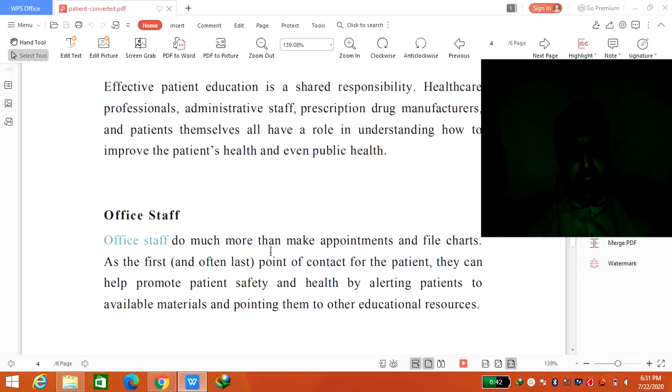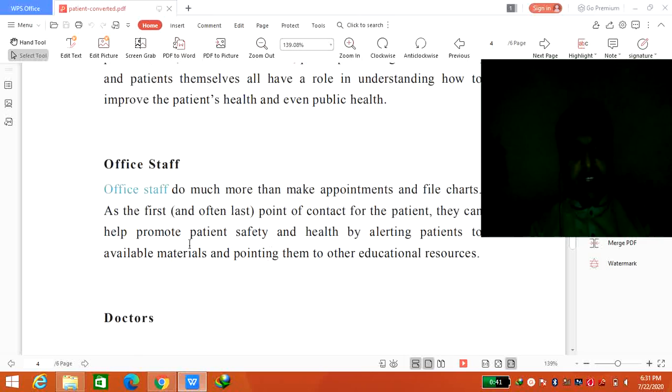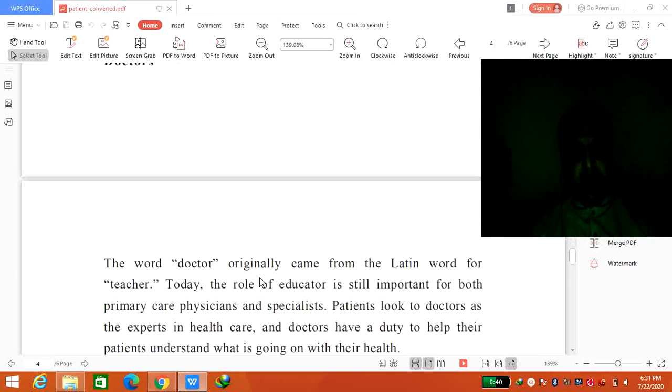On a priority basis, the first one is the office staff. Office staff do much more than make appointments and file. They should not only focus on the chart and just making an appointment. Yes, of course, they should show their interest regarding the patient. That's too much important.